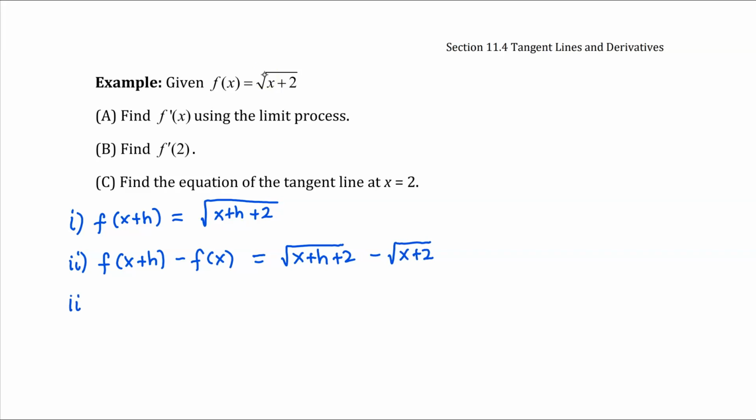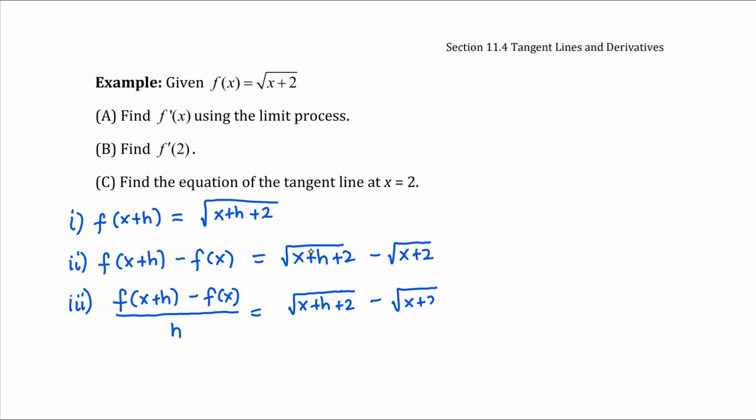Third step is to get the difference quotient, f of x plus h minus f of x divided by h. So this expression here divided by h, square root of x plus h plus 2 minus square root of x plus 2 over h.